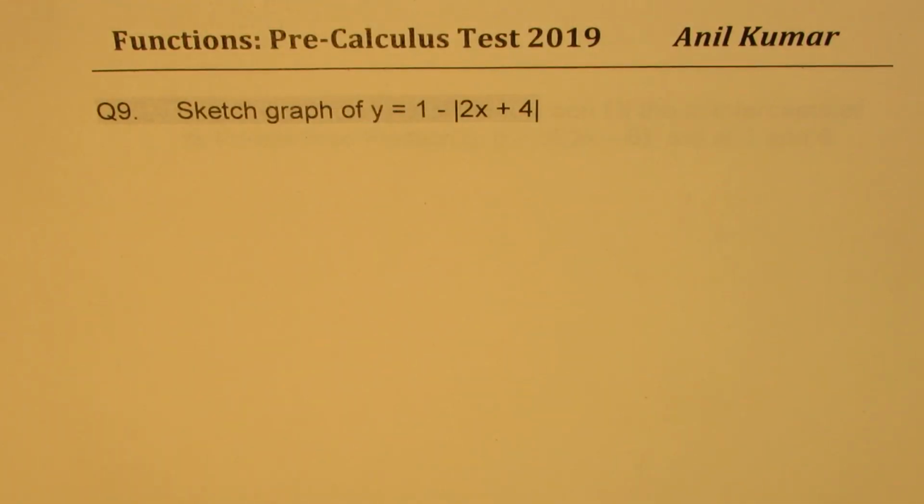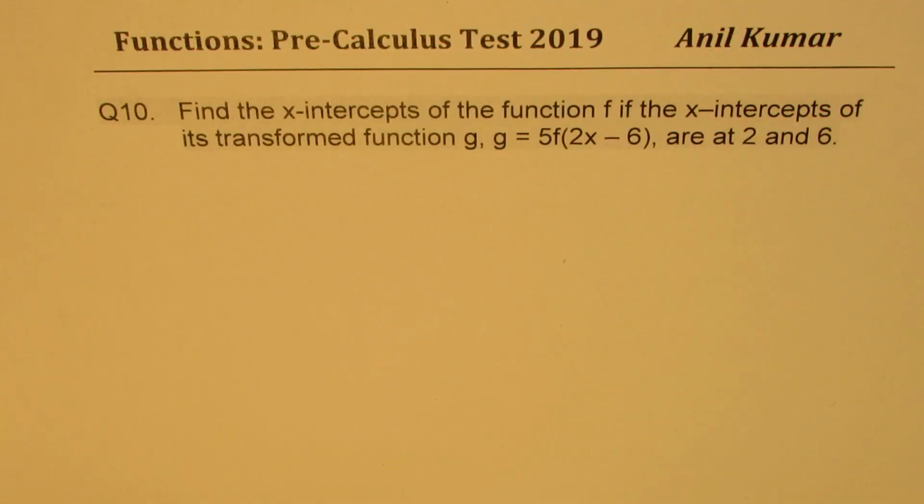Question number 9. Sketch the graph of y equals 1 minus 2x plus 4, absolute function. Perfect. Question number 10. This is the last question. Find the x-intercepts of the function f if the x-intercepts of its transformed function g, where g equals 5f within brackets 2x minus 6, are at 2 and 6.